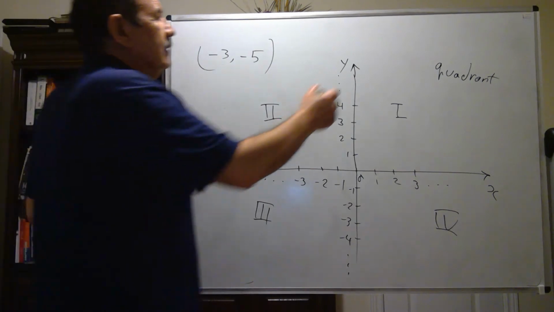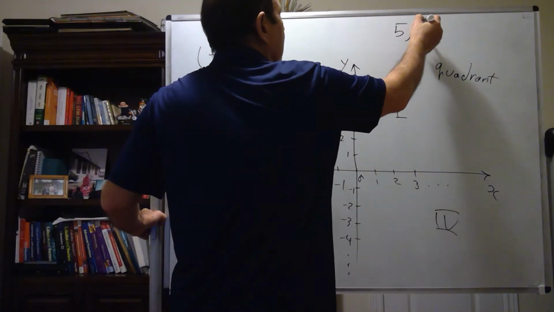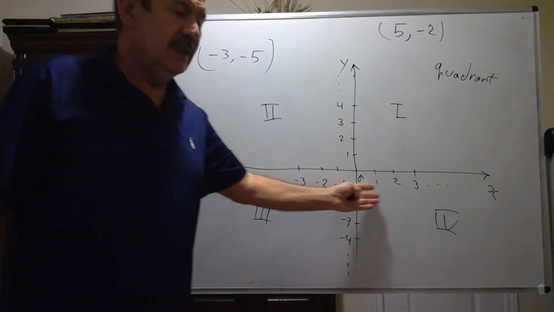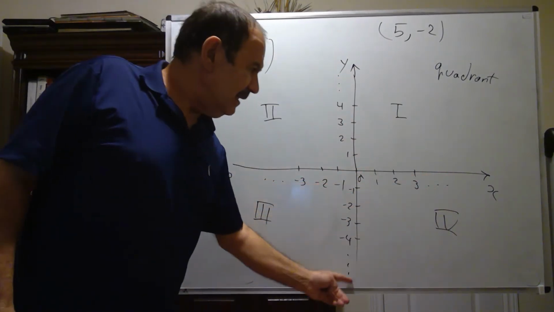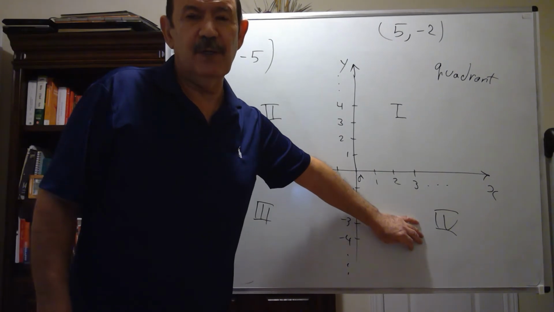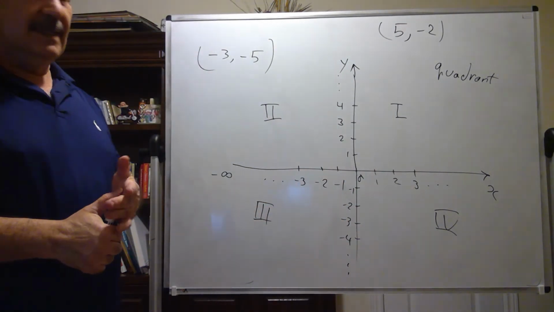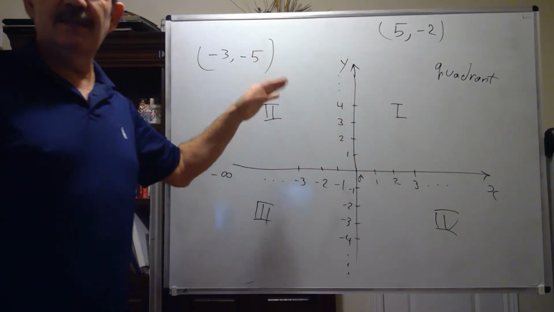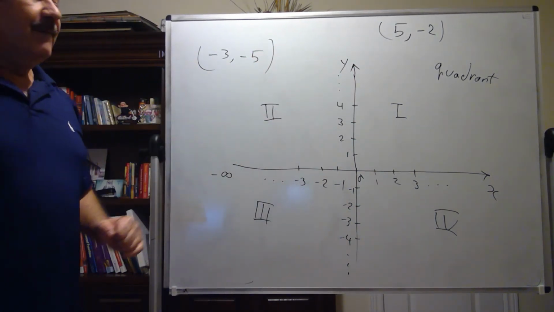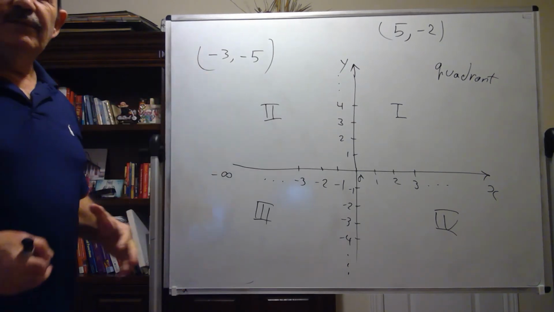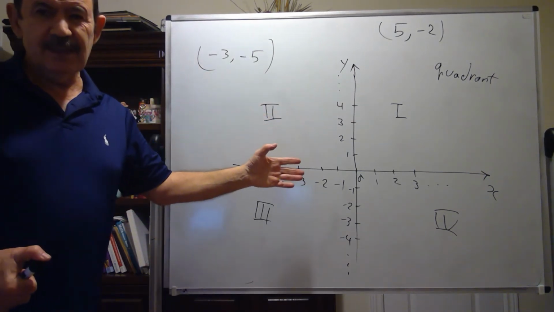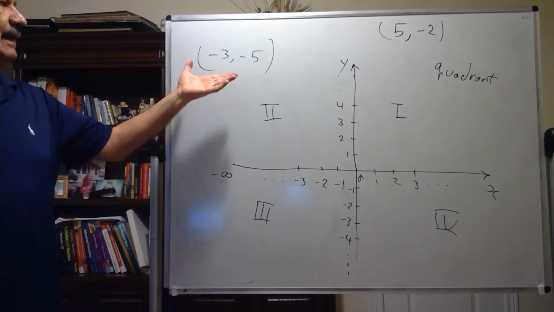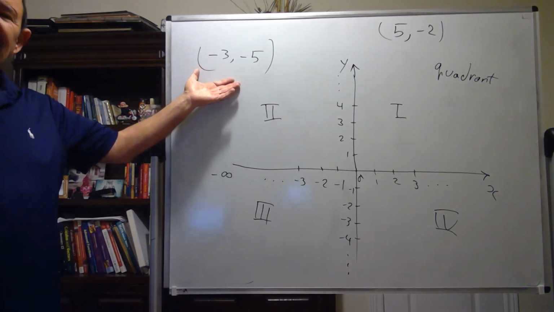What about the point 5 and -2? X is positive, y is negative, so it's going to be in quadrant 4. As you see, we are converting the location to numbers. Now, if we have the numbers and we want to find the location of this number, we call it graphing.